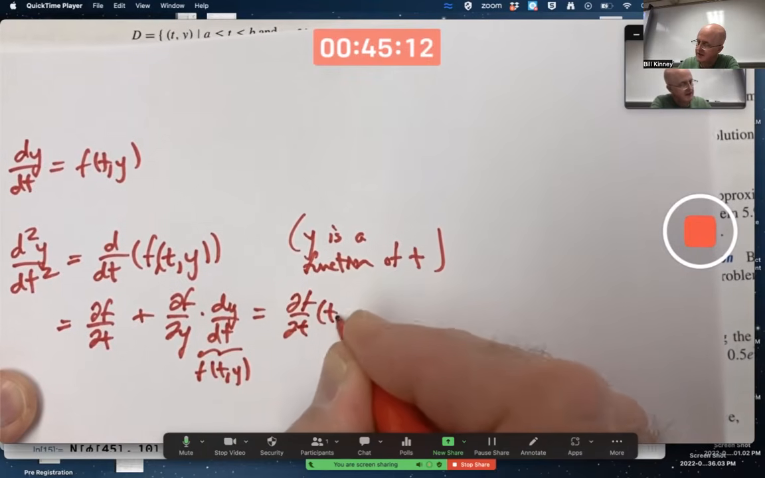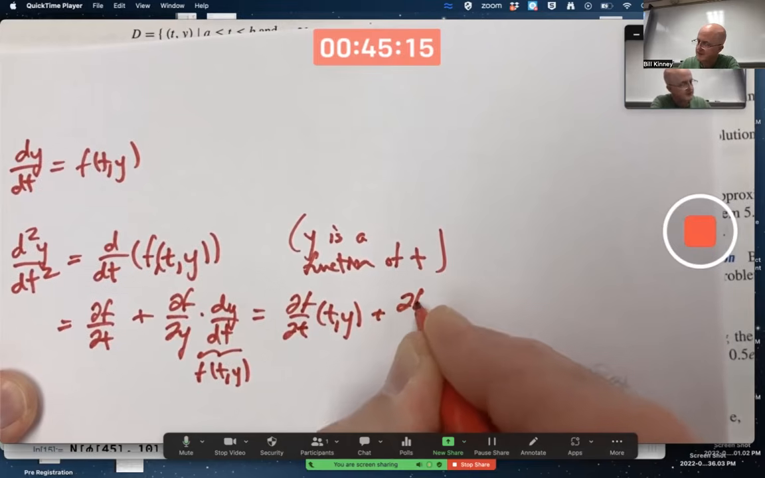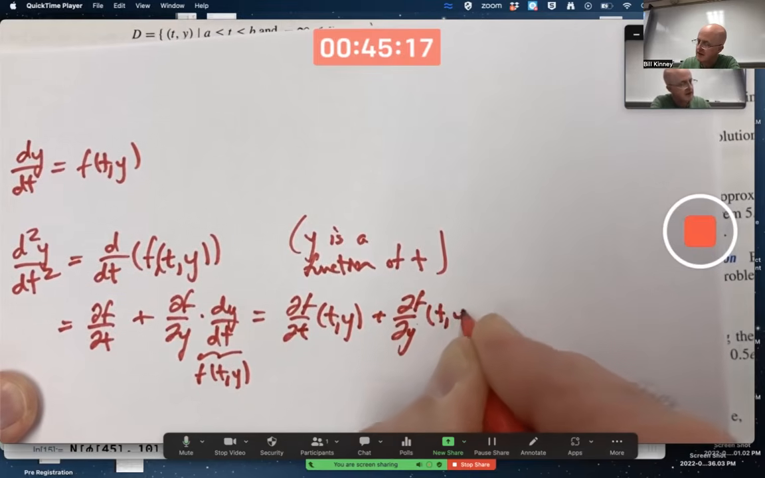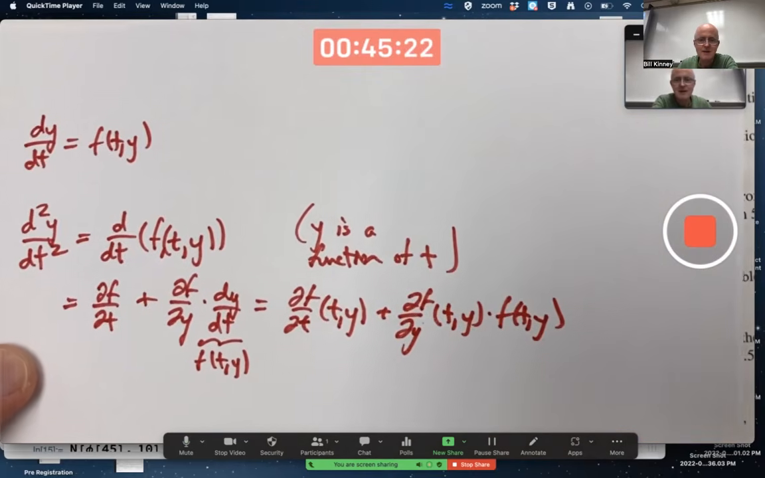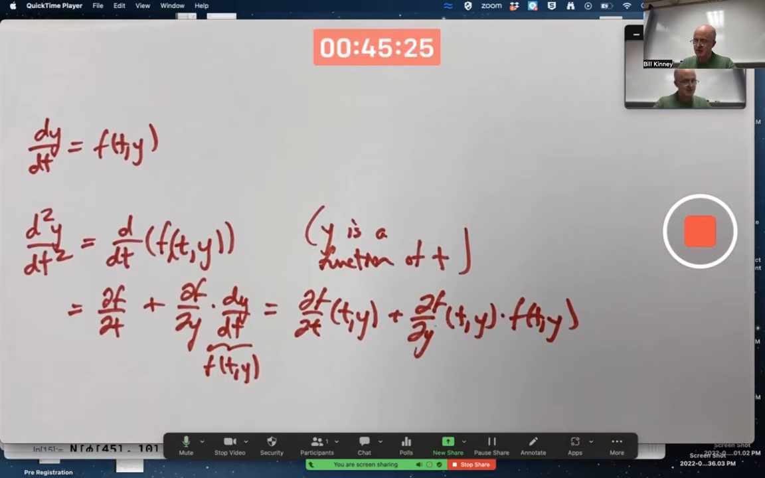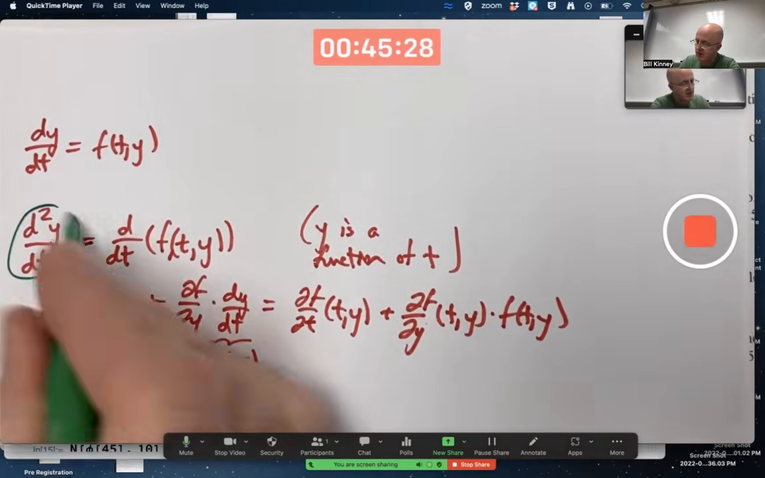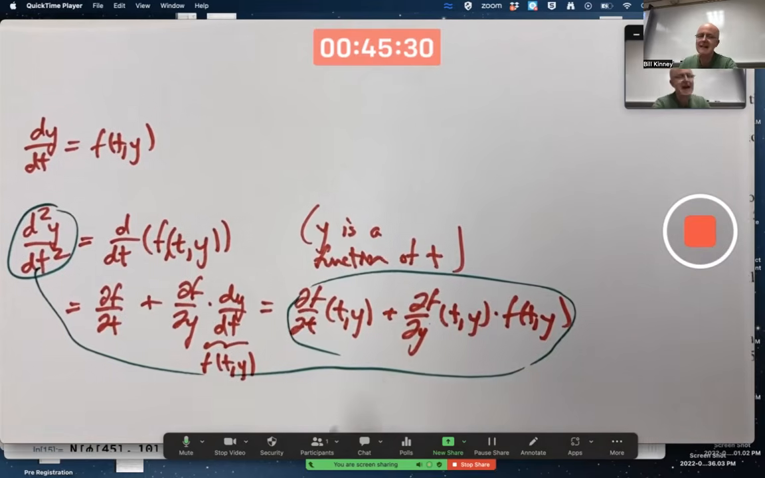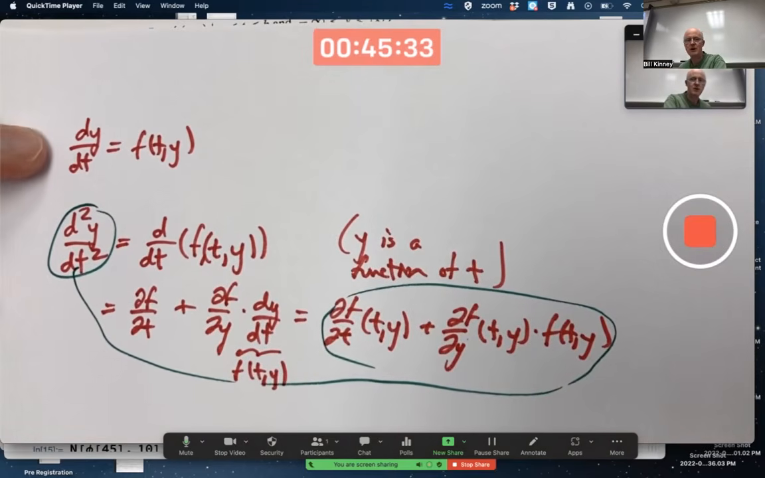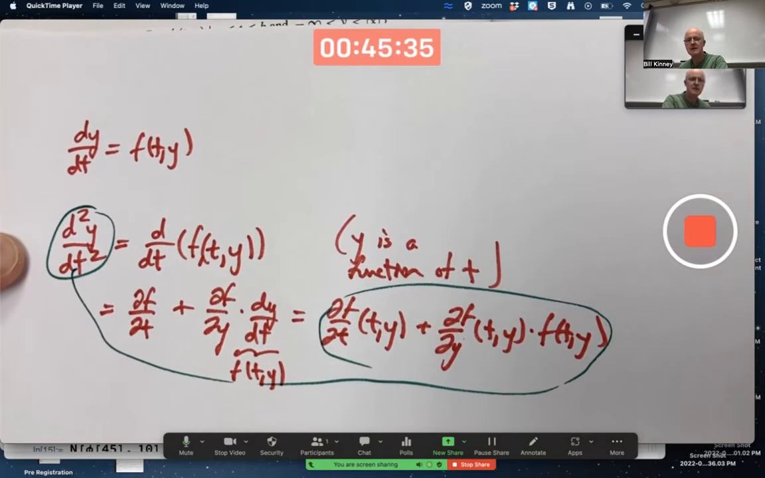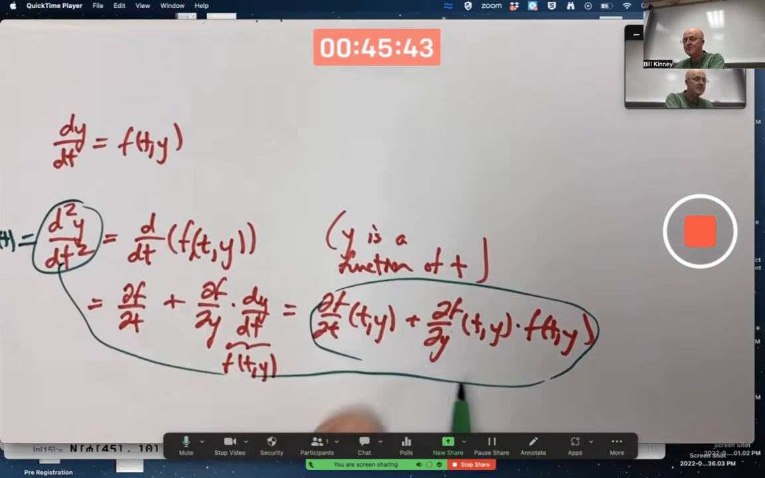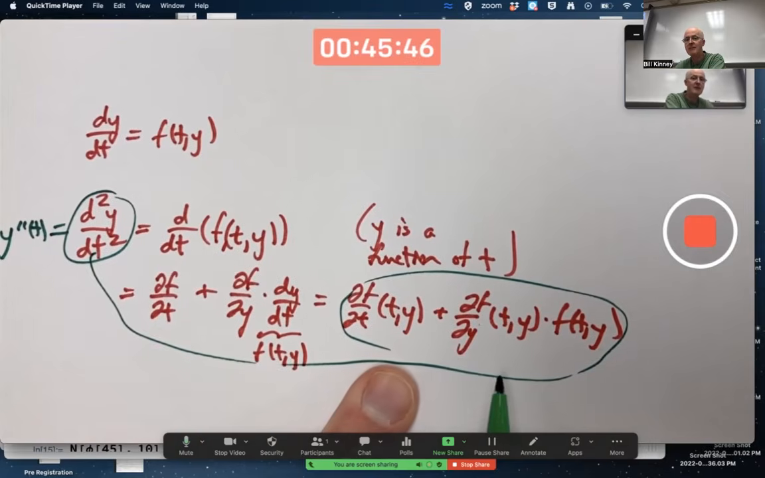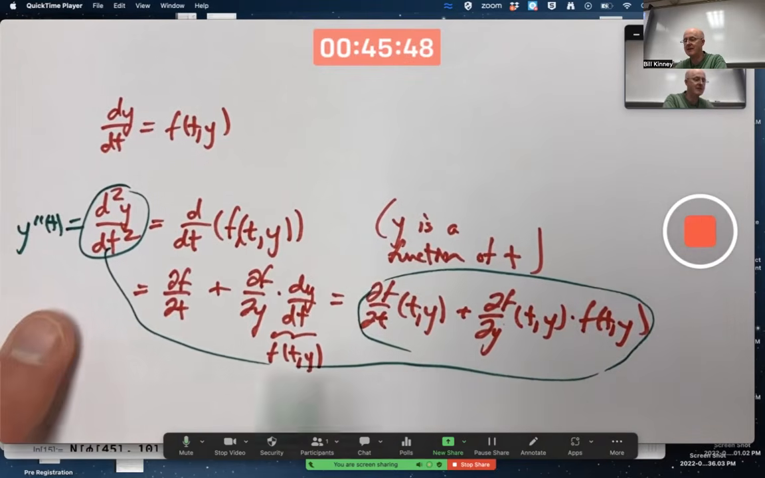Everything here depends on both t and y, so I will more explicitly write that dependence in here now. So this is really a second order differential equation that your solution has to satisfy. The solution of the first order equation also has to satisfy the second order equation. And this is y double prime of t, meaning if we can find an upper bound, capital M, for the absolute value of this, it'll also be an upper bound for the absolute value of that.